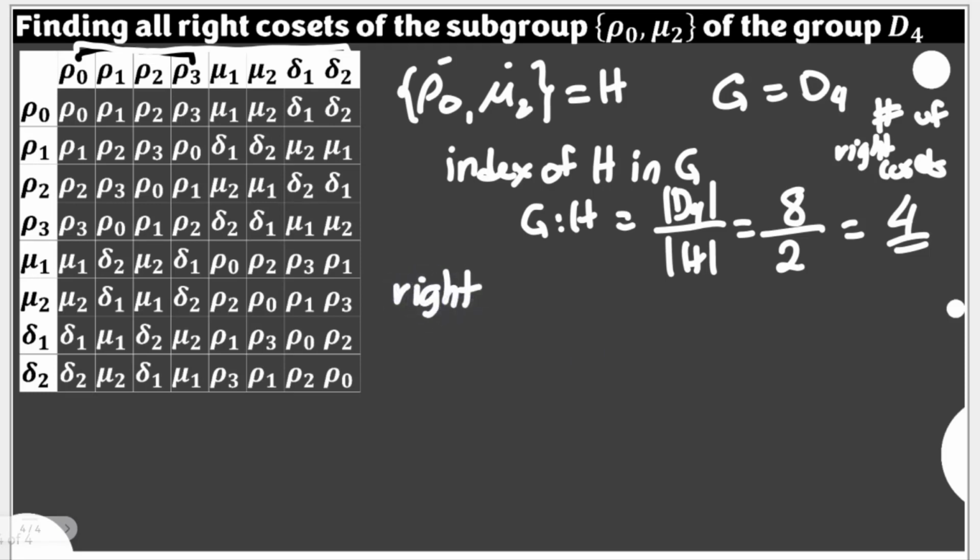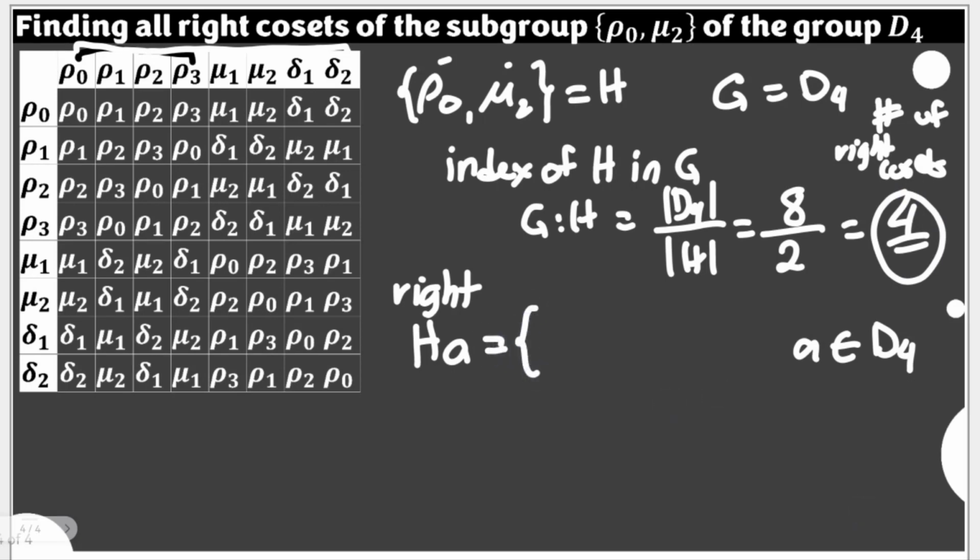The right coset is in this notation HA, meaning we are going to operate our H, which is a subgroup containing rho sub 0 and mu sub 2, with A, where A ranges over all elements of D sub 4. So we have 8 elements of D sub 4, the 4 rhos, 2 mu's, 2 deltas. But out of those 8, only 4 cosets will be determined. We're also going to talk about it later. In general form, we have H times A, where H are all elements of our subgroup H. So we will come up with sets when we operate all the elements of our H together with an assigned A, which is an element of D sub 4.